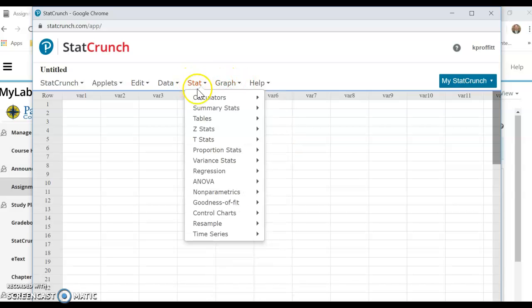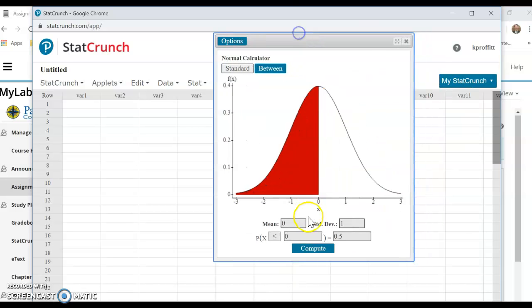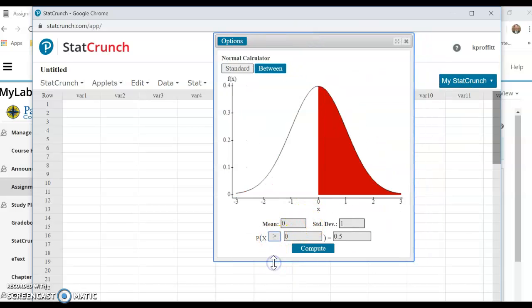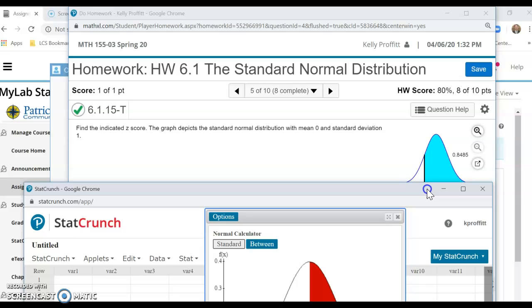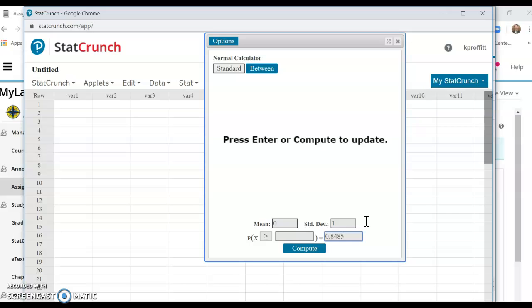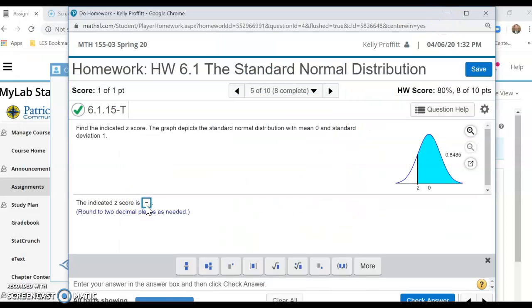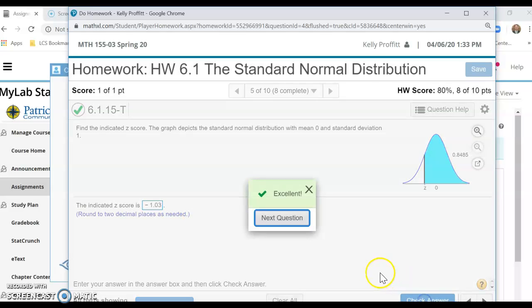We'll do Stat Calculators, Normal. Okay, same idea as before, except for this time we're looking for the area to the right. And what was our area this time? 0.8485. So 0.8485 is my area to the right, and I'll click compute, and my z-score cutoff will be there. And it's negative 1.03. Negative 1.03 is my z-score. And I'll check that, and that is correct.